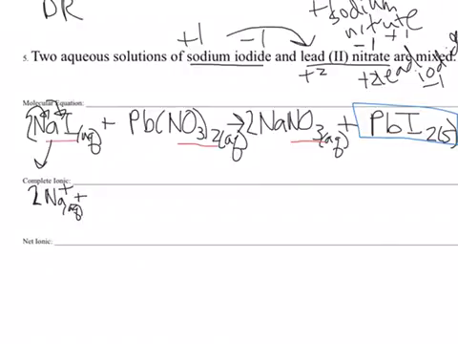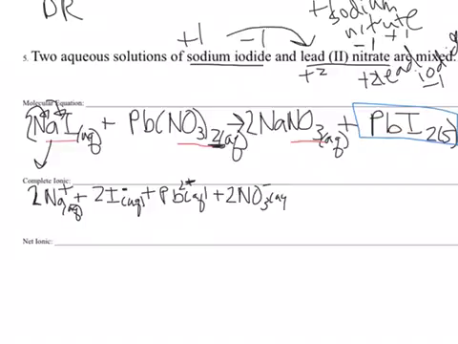Aqueous. Then we also have 2 iodides, that's negative, aqueous. Plus, we only have 1 lead, but it is a +2 charge, aqueous. Lead is aqueous on the reactant side because it came in with nitrate. Now, notice the subscript here for nitrate. We need to put it in front because it is telling us that we have 2 nitrates present.